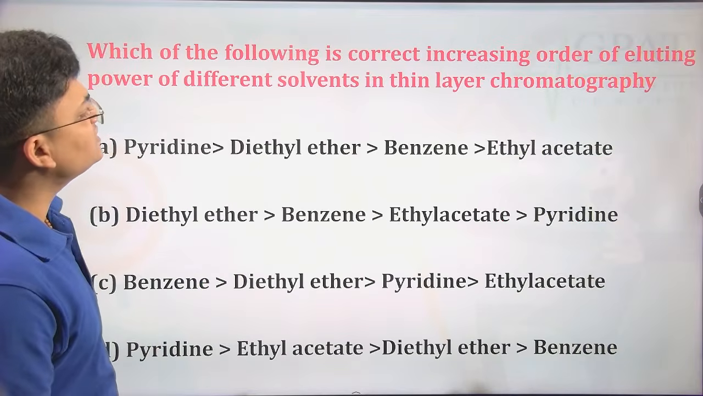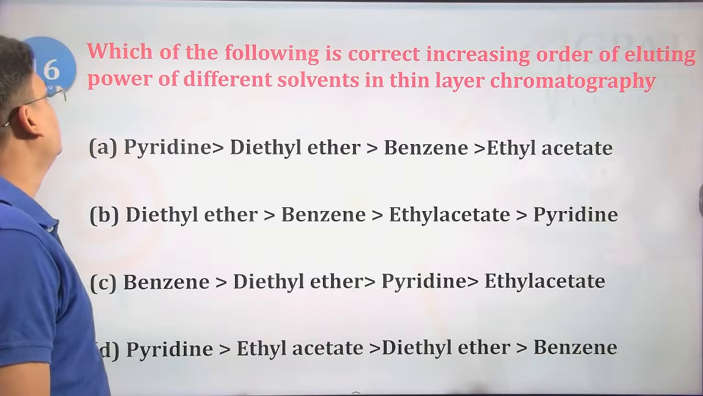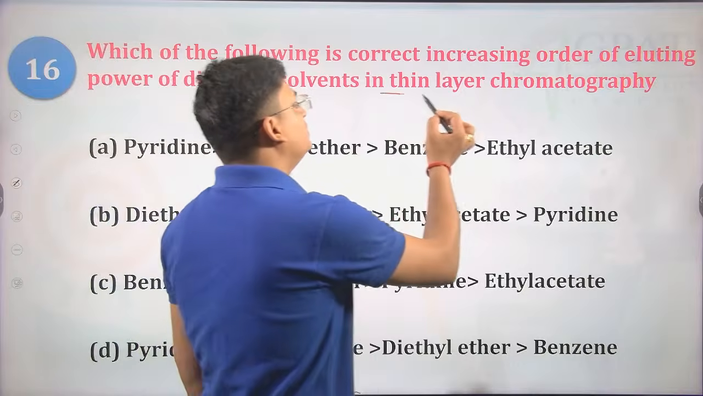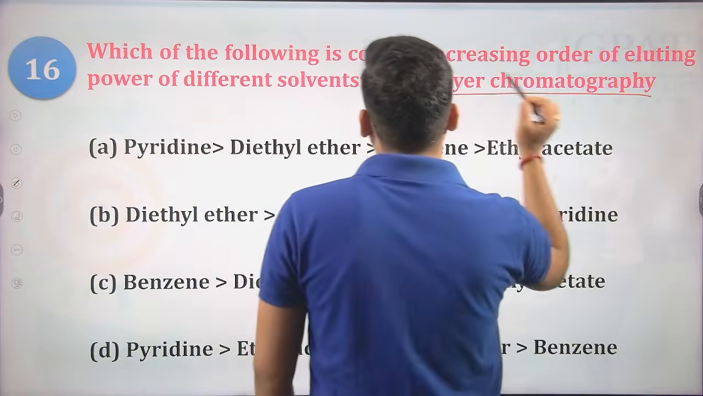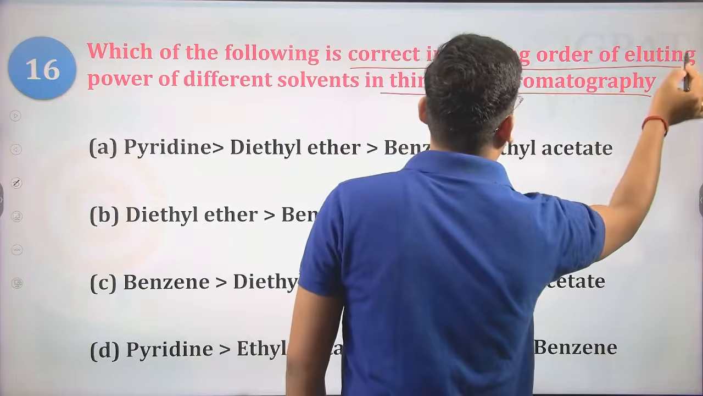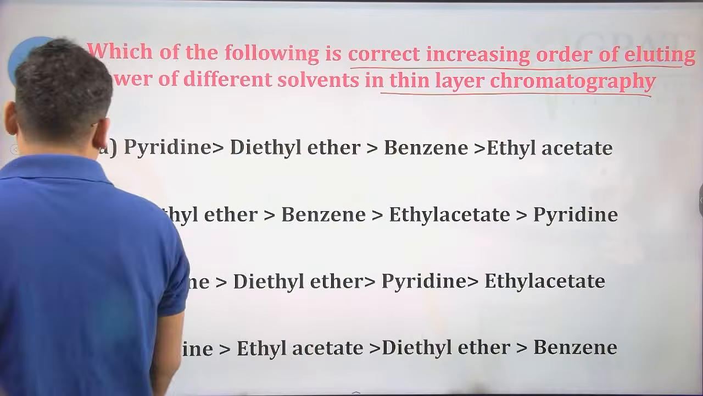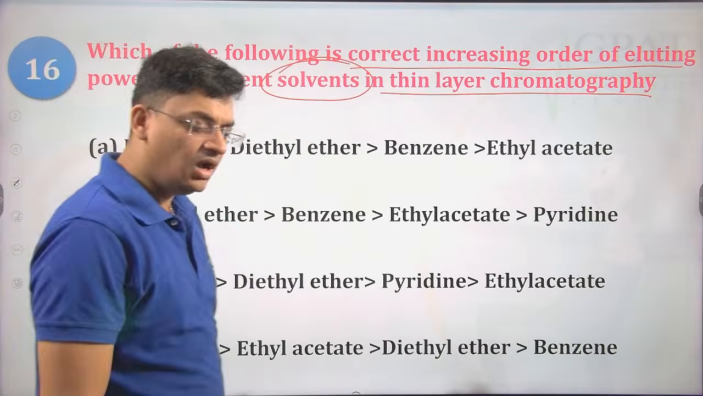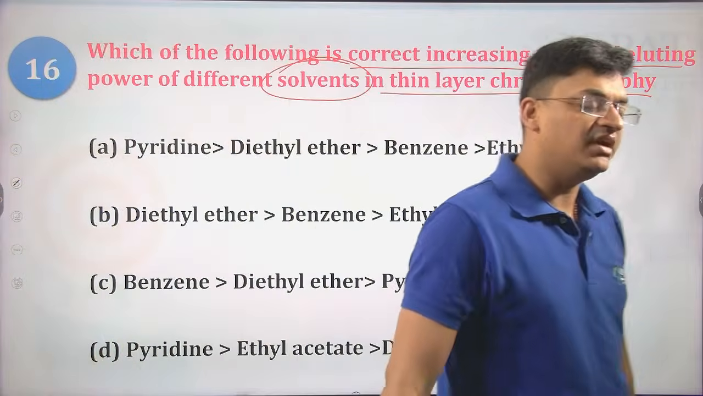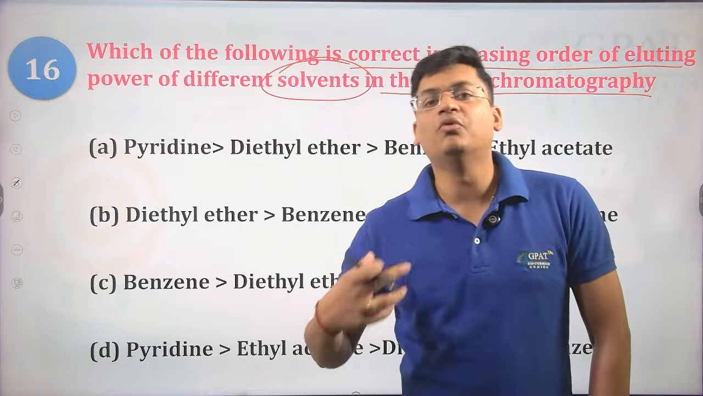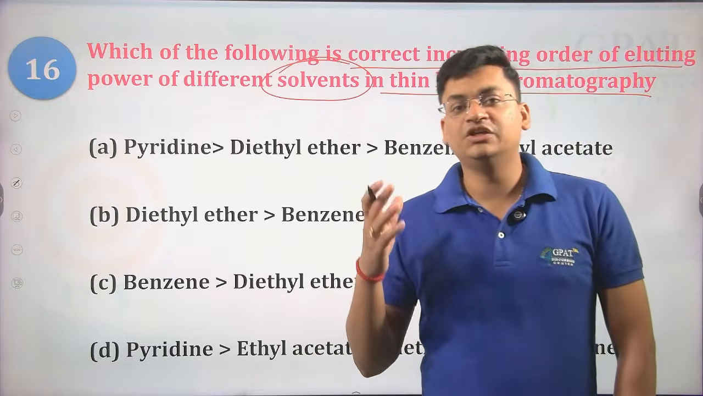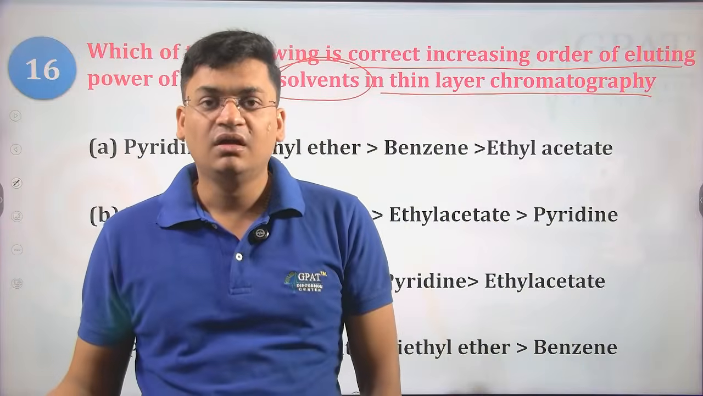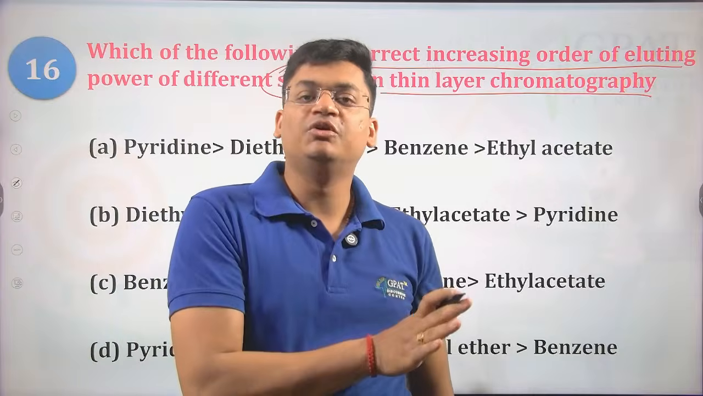Which of the following is the correct increasing order of eluting power of different solvents in thin layer chromatography? We are having thin layer chromatography. What will be the correct order of increasing eluting powers of these solvents? For the solvents, the eluting power will depend on the polarity: the greater the polarity, the more the eluting power. If the solvent has more polarity, the eluting power will be high, and if the polarity is low, the eluting power will also be lower.